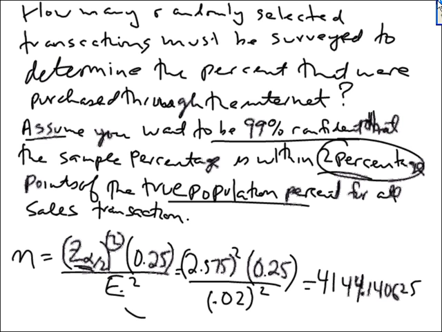But you can't survey a fraction of people. So you have to bump this up. That is, just add 1 there. You should survey 4,145 transactions.